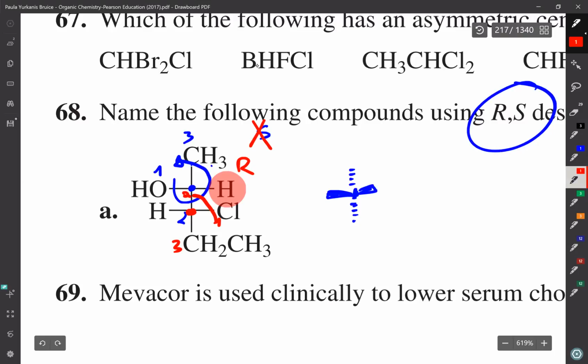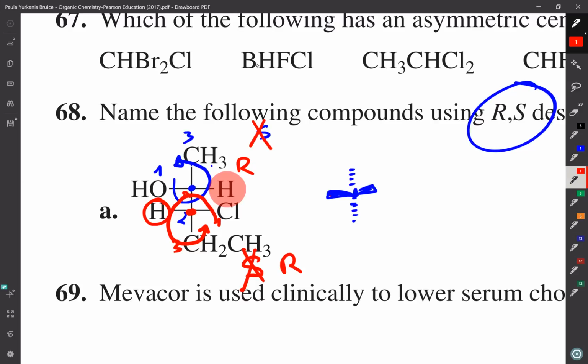So I'll be traveling in this direction. Which direction is that? That is a counterclockwise direction. So I'll be tempted to call this an S. But then my lowest priority, which is that hydrogen, is pointing towards me. Because it is pointing towards me and not away from me, I will reverse that configuration, and this will now be an R. So this molecule here is an R molecule. Does that make sense?